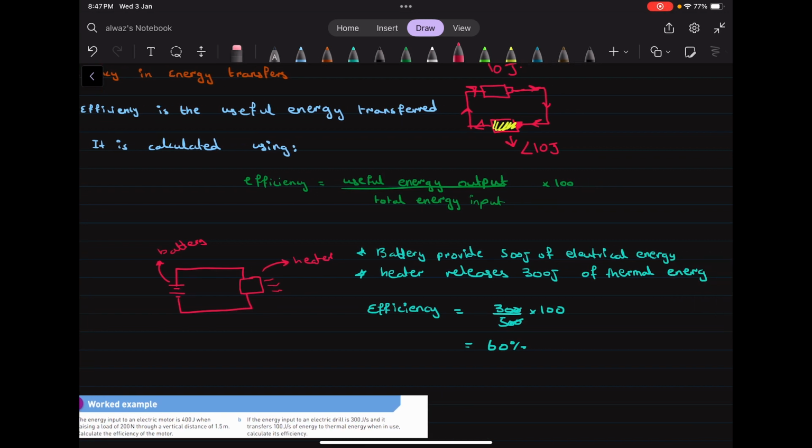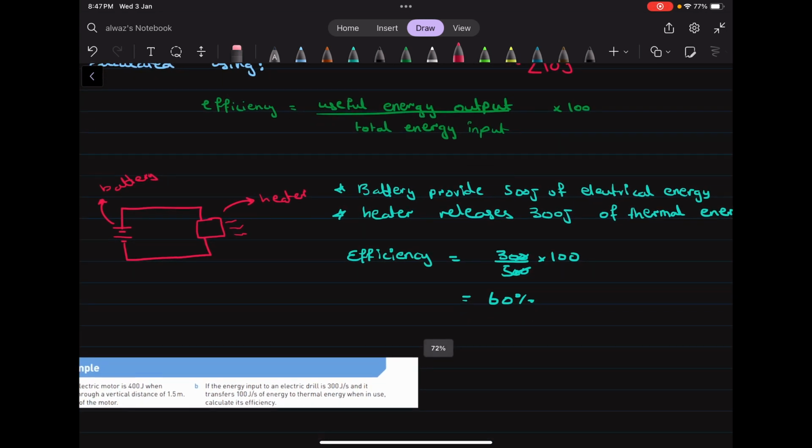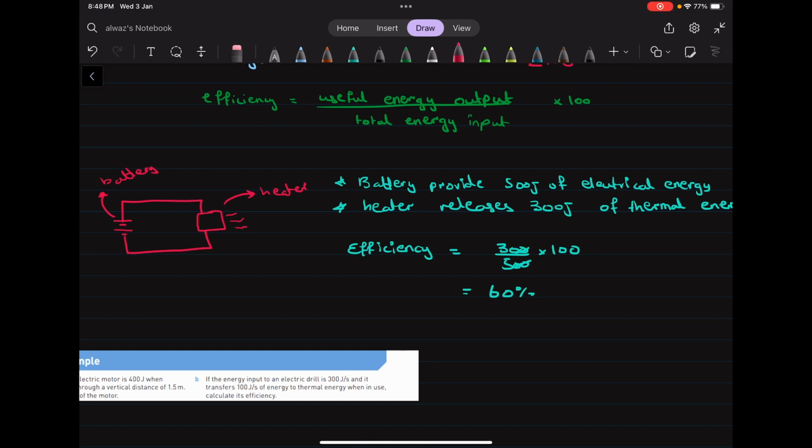So the battery provides 500 joules of electrical energy, and the heater which you've connected the battery with releases 300 joules of thermal energy. So we can see that 200 joules of energy which was originally in the battery is lost to the surroundings or maybe to some inefficiencies in the circuit. So not all of the 500 joules is converted into thermal energy by the heater. To calculate the efficiency, we just plug these values in. Our useful energy was 300 joules over our total energy input, which was 500 joules, multiplied by 100. If we cancel this out, we'll see that the efficiency for this circuit is 60%, which means that out of all the energy that we input into the circuit, only 60% of it will become useful output.